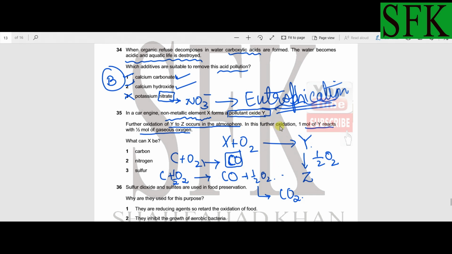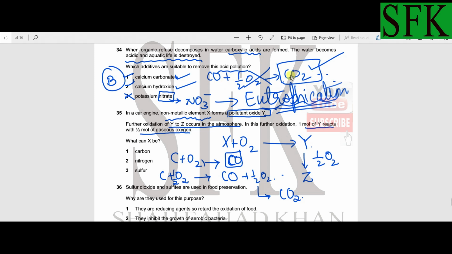One thing to note here is that this carbon monoxide, although 1 mole does require half a mole of gaseous oxygen, this reaction does not occur in the atmosphere to form carbon dioxide. The carbon dioxide that would be formed is not a pollutant oxide. It is a non-pollutant oxide.